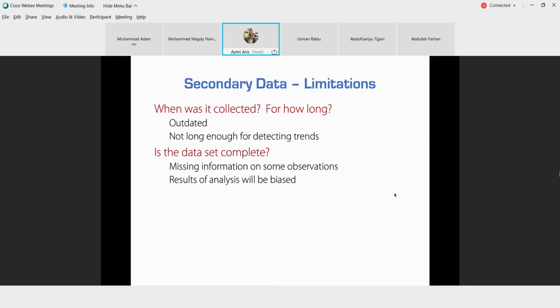And sometimes the data set is also incomplete, missing information on some observations, and some results of the analysis can be biased. For example, in my case, I'm working with water quality data, and for rivers, we have our Department of Environment, which collects data quarterly at their sampling points. So, of course, if you want long-term data, they have data maybe from 2000 until 2020, which is quite good long-term data.